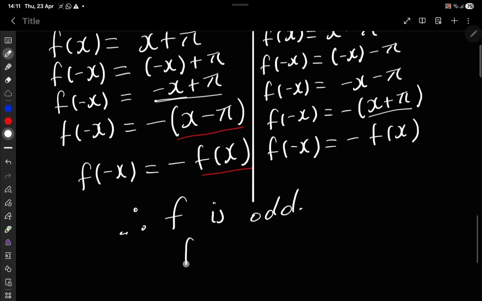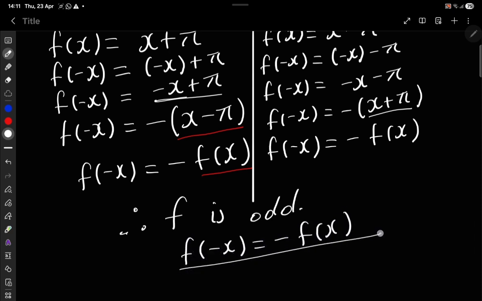How did you see that? f of minus x is equal to minus f of x. You have proved it using both.